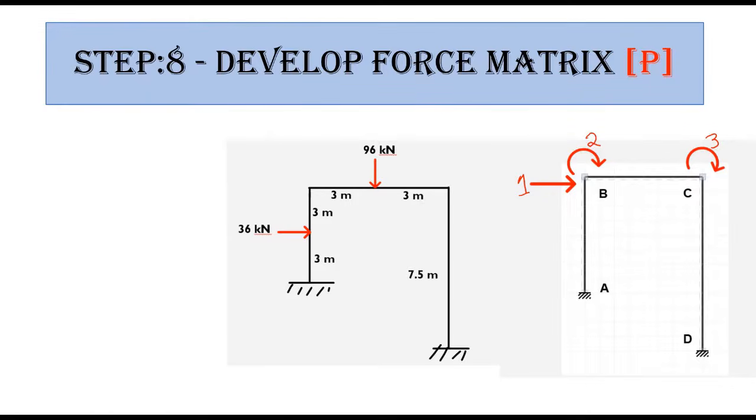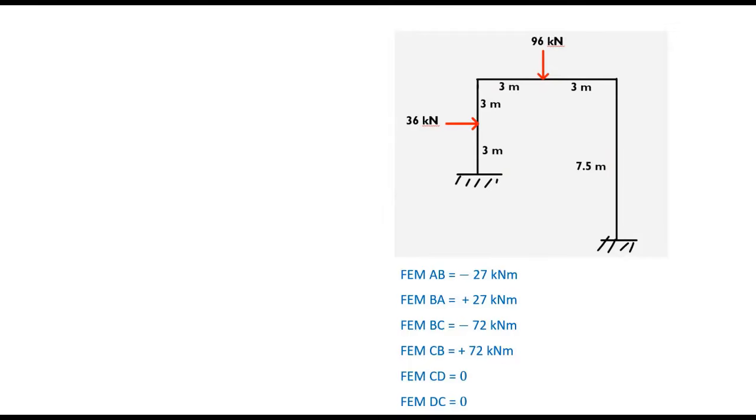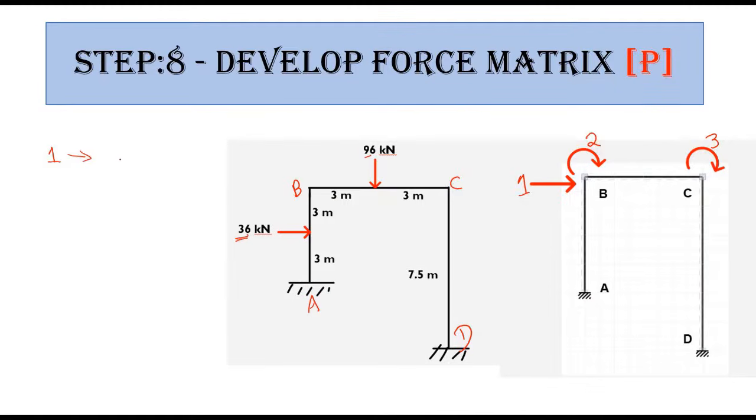So now we have to find the values of external force in the first, second and third system coordinates. For that we are taking the structure again with external loadings. We have 36 kilonewton and 96 kilonewton in between AB and BC. In order to find the value of the first system coordinate, I am taking AB alone.